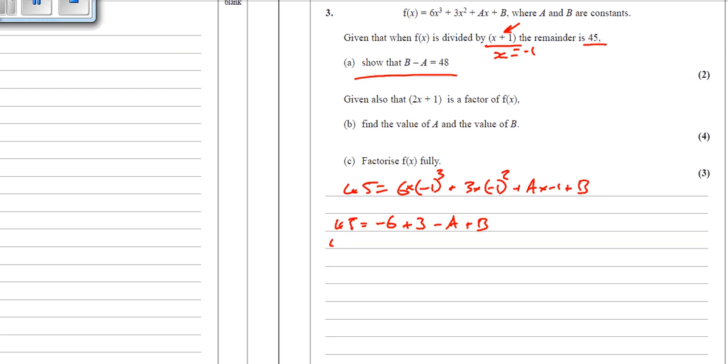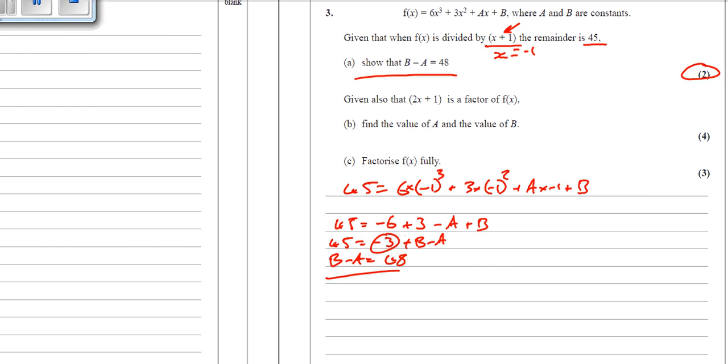So again, I put in the extra line of work in. Minus 6 plus 3 is going to be minus 3, and then plus b minus a. And get rid of minus 3 by adding it to the other side, so we end up with b minus a equals 48. And that's enough to get us the first 2 marks.